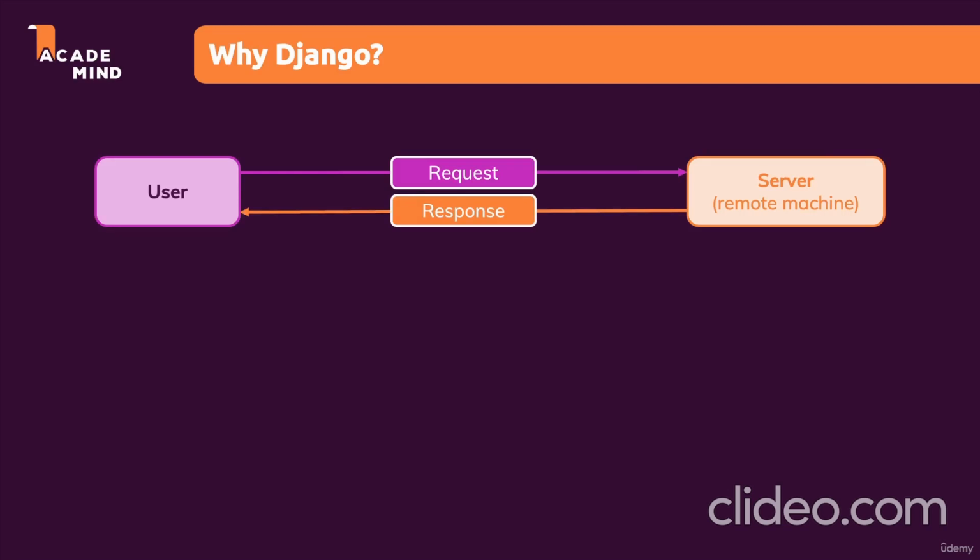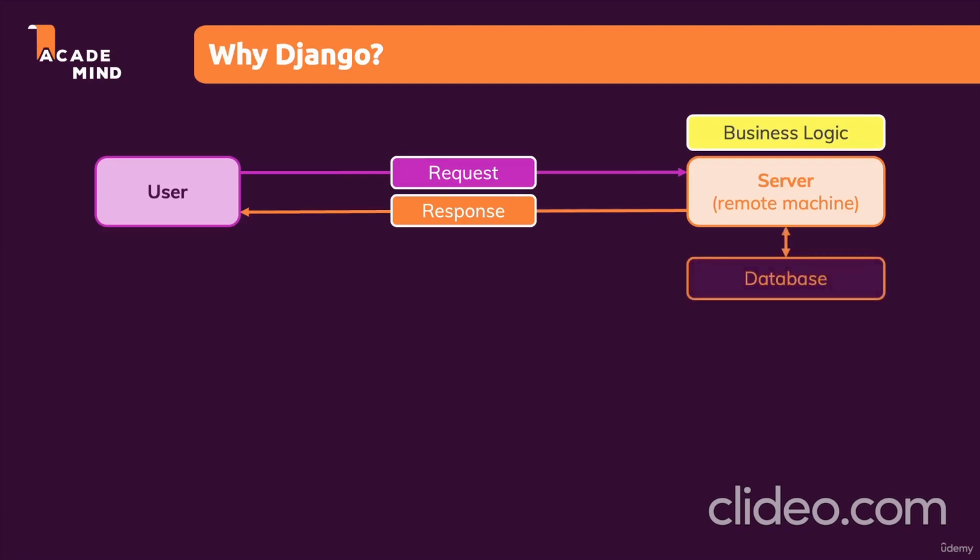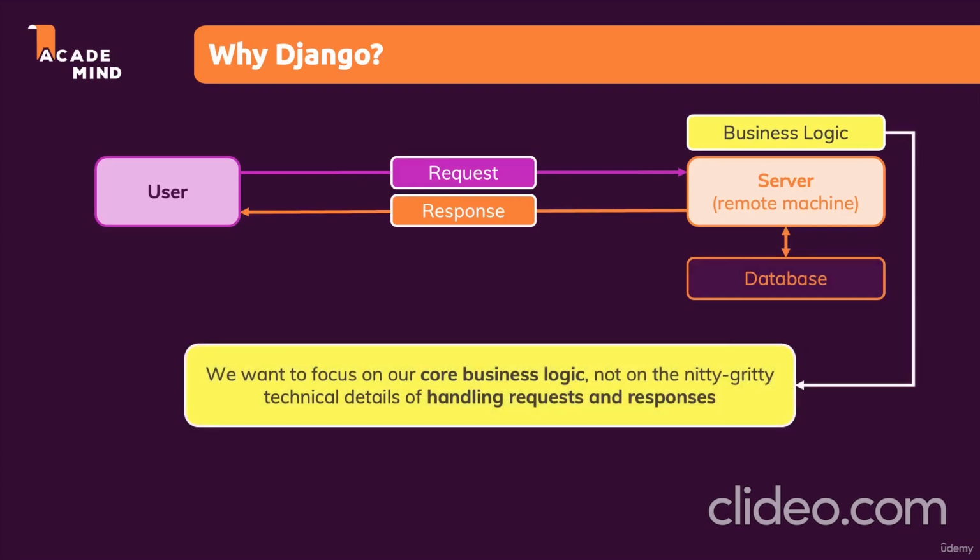Now, the interesting part is what happens on the server. Your business logic that's running there. So logic that reaches out to a database to create data or to fetch data. As a web developer, we typically want to focus on this core business logic, which means we want to focus on the core features that make up our website. That might, for example, be that we're building an online shop, and then we want to focus on how we serve and present the products to the user and how we handle incoming orders.